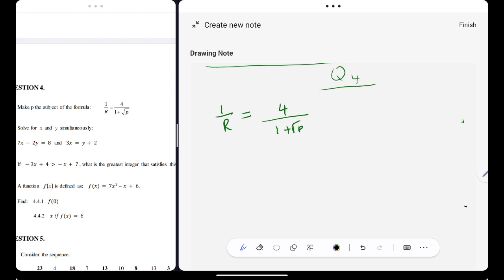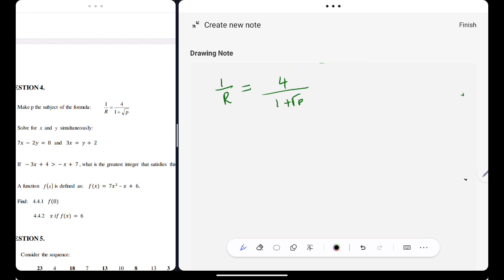That simply means I must remove the fractions. Here it's simple. I can just cross multiply. I'll have 1 multiplied by the square root of p, because anything multiplied by 1 is that thing. And then here I'll have 4r.